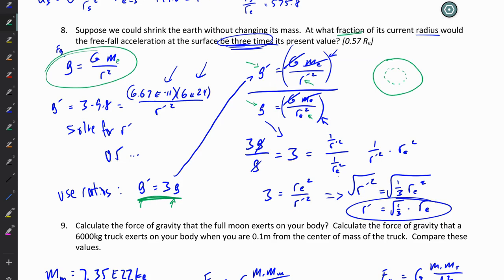And it so turns out that we want g prime to equal 3g. So the ratio g prime to g is equal to 3. So basically we're setting this whole ratio equal to 3, and then following through algebraically.